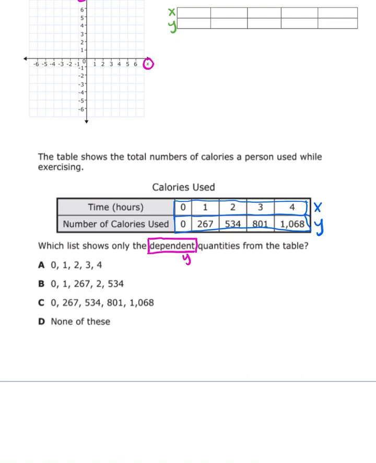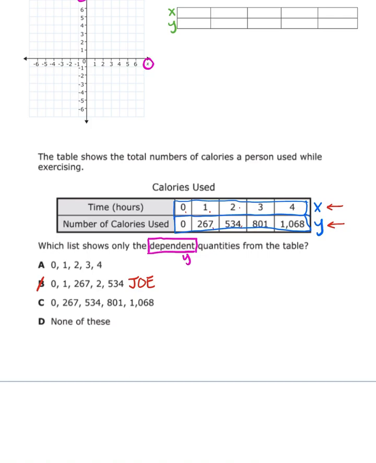Yes. So if I look at A, 0, 1, 2, 3, 4, that is this row. So that's only the top, so that's okay. But B has a 0, a 1, a 267, a 2, a 534. So that has things from both rows. So B has quantities from both sides, so that is our odd one out for this problem. Okay, C says 0, 267, so that's just the bottom row, so that one's acceptable. And then D, none of these.